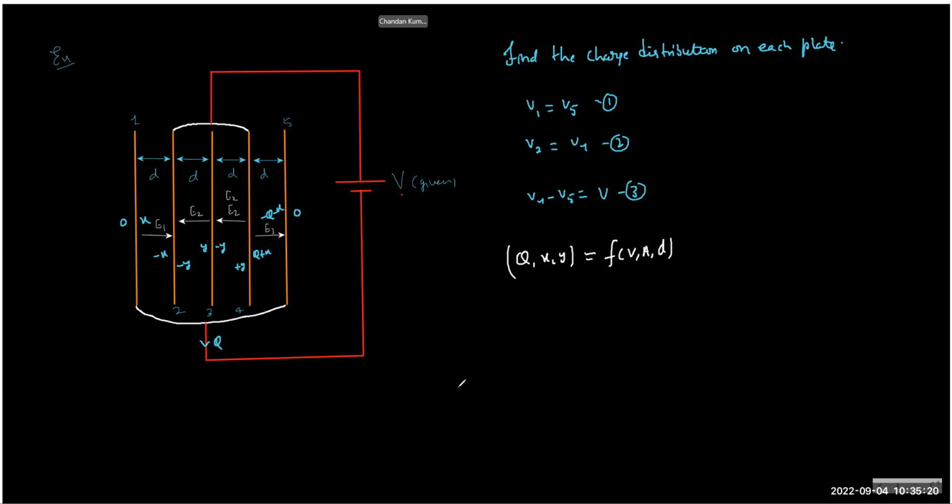All right. So the next step is you will tell me what equation 1 implies. Anyone? What does 1 imply? If you try to use equation 1, you have to go from the first plate to the fifth plate. So if you go, what will you write? Minus E1 d plus E2 d plus E2 d minus E3 d equals 0.